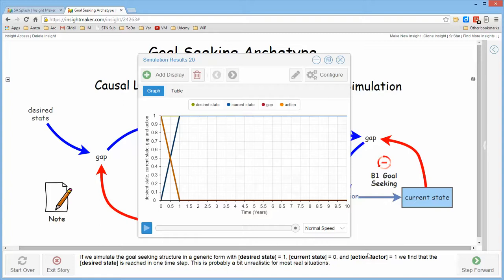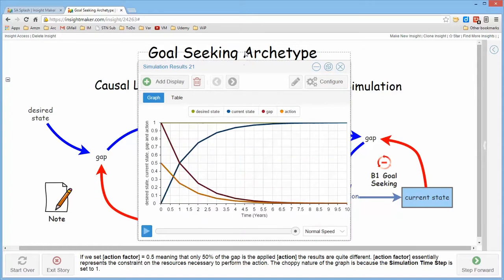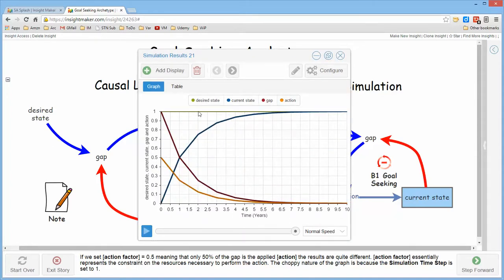If we change the action factor to 0.5 and run this, we'll notice that we now have what is the typical goal-seeking structure, where 1 is the goal, the action factor is 0.5, so that the initial action moves the current state from 0 to 0.5, and then as the time steps progress, it moves the current state closer and closer to the goal, and once it reaches the goal, the gap is 0 down here, and there's no further action, and it simply sits there.